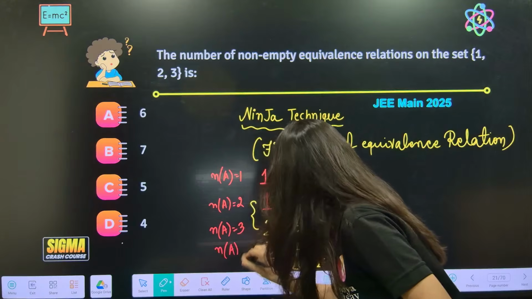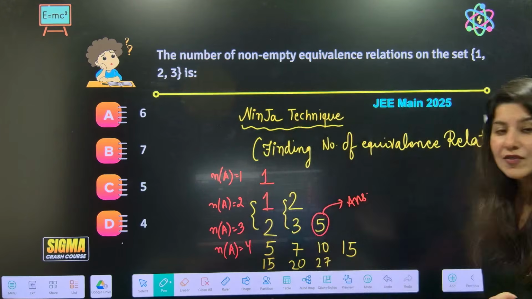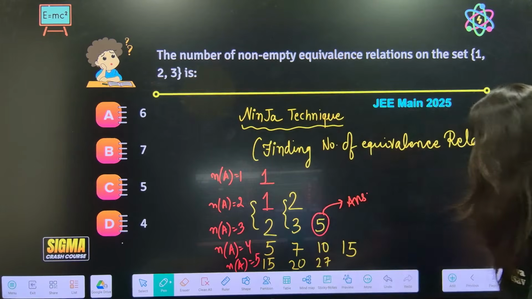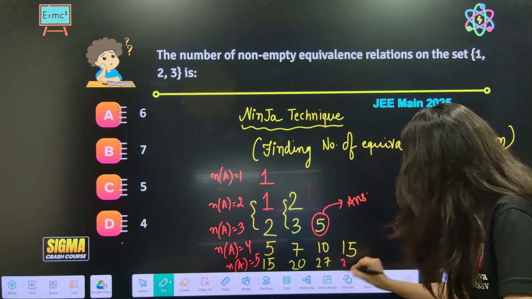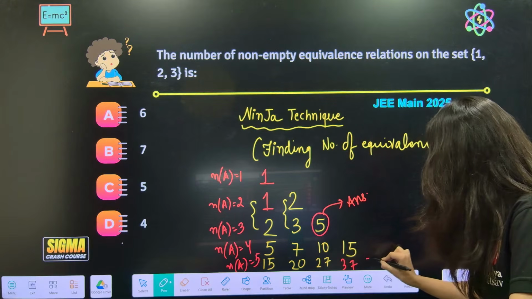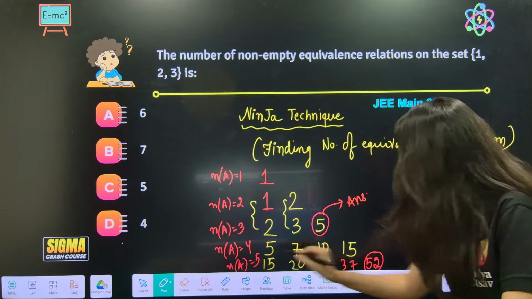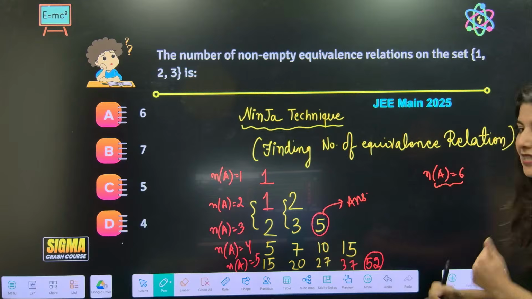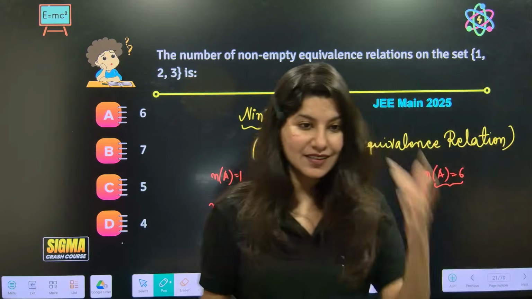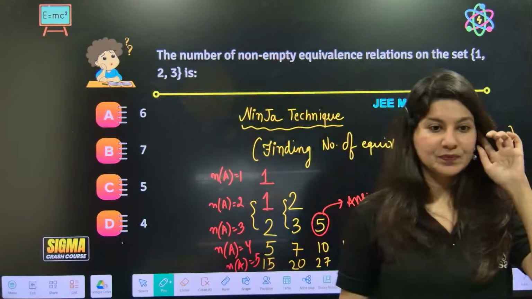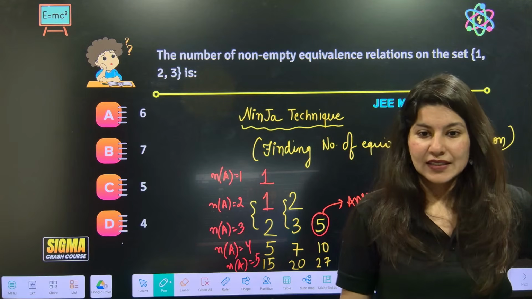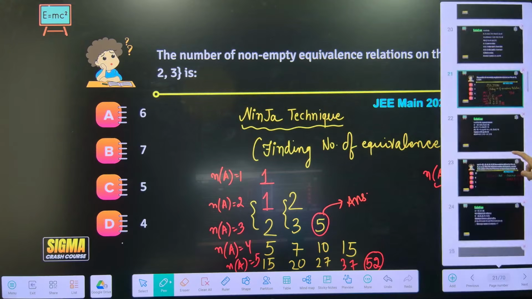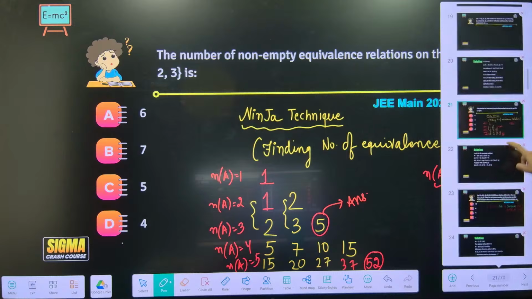Cardinality of A is 4. Tell me, 15 equivalence relations. Cardinality of A is equal to 5. So tell me. So this is 37 and 37. So this is 52. So cardinality of A is 5. Please let me know if your cardinality of A is 6. How many equivalence relations are possible? Ninja technique. Okay. Yes. Clear? Okay. First ninja technique of the day. You have got it.